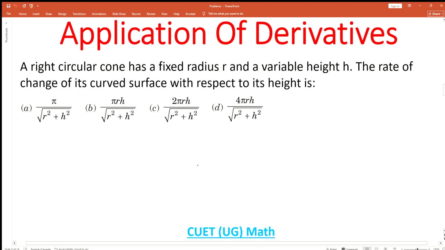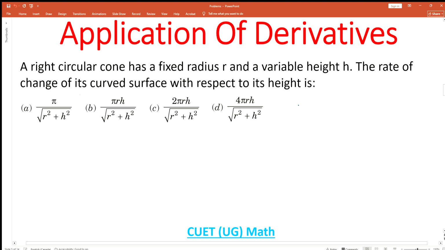In this video, we'll solve an application of derivative problem. As per the problem, a right circular cone has a fixed radius r and a variable height h. The rate of change of its curved surface with respect to its height is. We are given four answer choices. We have to choose the correct answer choice.